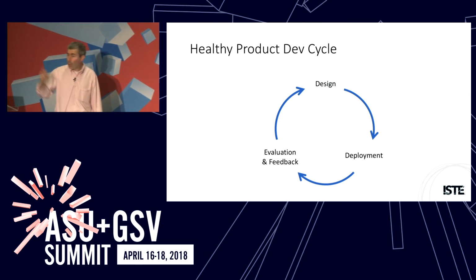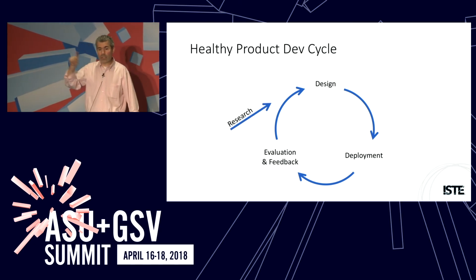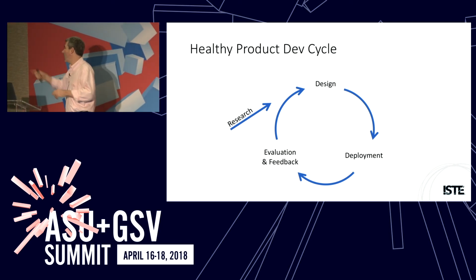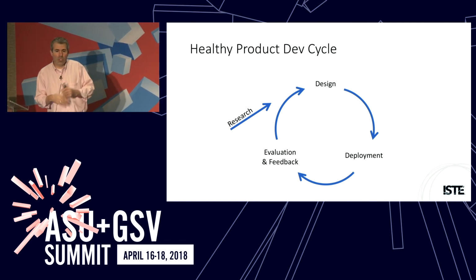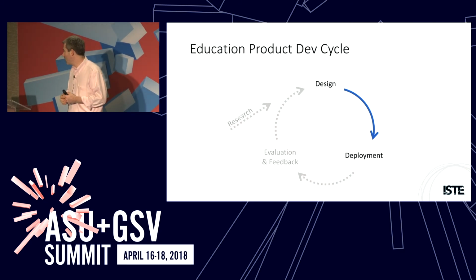And then if you do it really well, they add this little thing on the side there, which is research. So you're doing your normal design cycle, and then research is coming in and informing it as research is updating. This is a healthy product dev cycle in pretty much all spaces. In education, this is what the product dev cycle looks like.